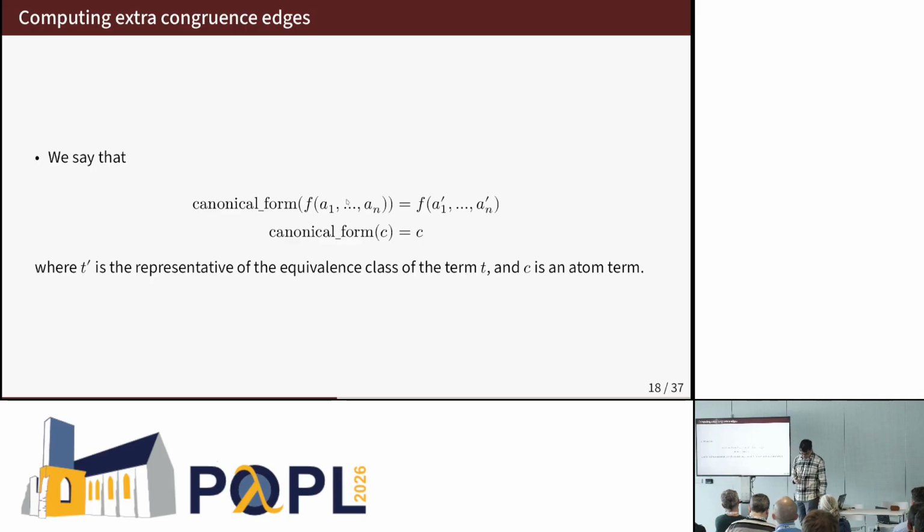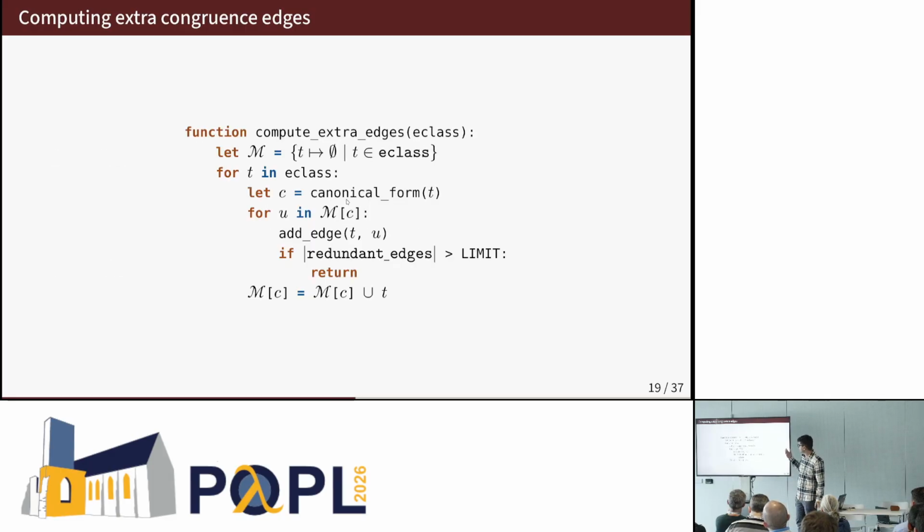So if two terms have the same canonical form, it means that they are directly equal because of congruence. So we can add a congruence edge between them. Here is the code for computing these extra edges. We keep a data structure which maps a canonical form term into the set of terms that have that as their canonical form. And for every term in the equivalence class, we find every other term which has the same canonical form, and we add an edge.